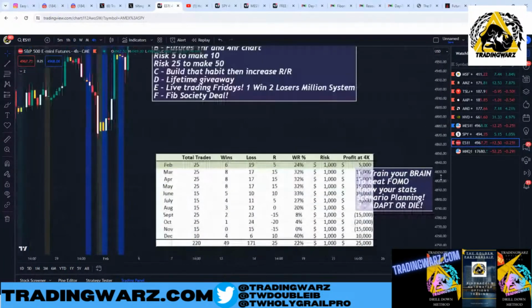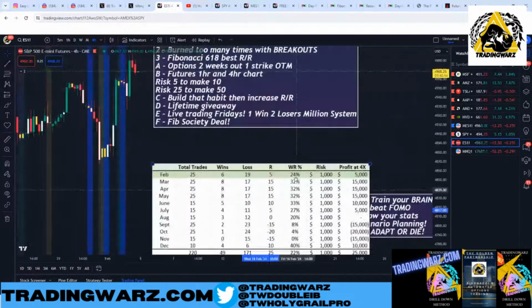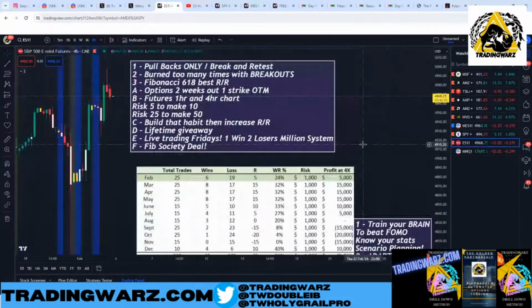Let me summarize one more time. Pullbacks, break and retest. I want a pullback. I want a discount. Fibonacci on the 618. That's all. If you can make $1 million trading the 618, then why do you care about RSI? Why do you care about MACD? Why do you care about 75 lines on your chart? Why do you care about flag, this, that? Why do you care about that if you can make $1 million trading Fibonacci?